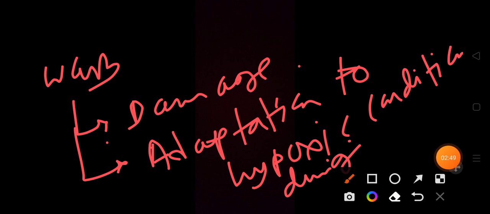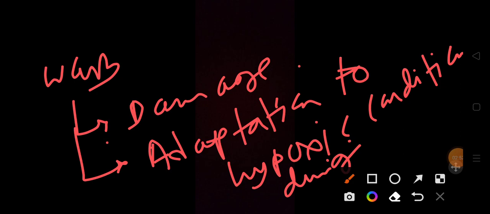There was a hypothesis that tries to explain the Warburg effect. According to that hypothesis, it may be due to some kind of damage in the mitochondria, or it may be an adaptation to hypoxic conditions during the early avascular phase of tumor development.